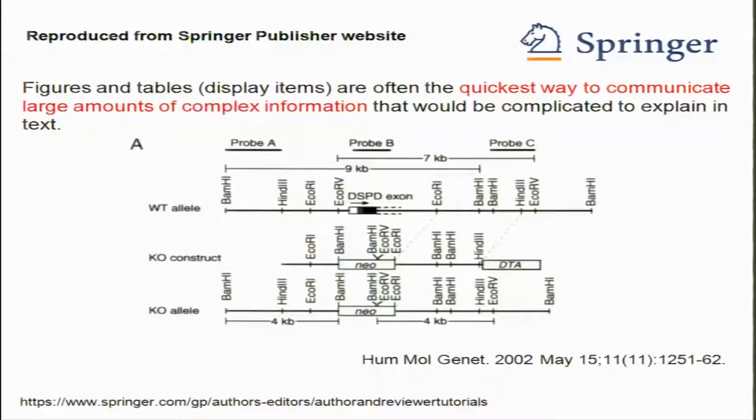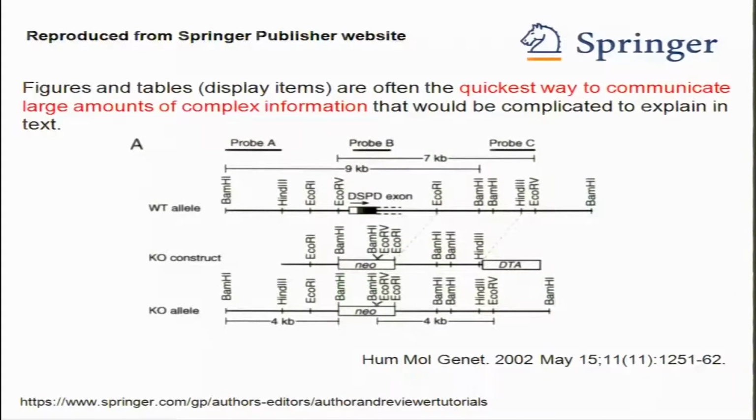The one on the right side is identified as the WT allele, the wild type allele, which has all the enzyme sites identified as BamHI, HindIII, and the relative position is identified. It identifies where the particular exon, called the DSPD exon, is, and the orientation is identified by an arrow. Then you talk about how you have generated a construct: you have replaced the DSPD exon with a neomycin cassette. The rest are all flanking sequences, and once it goes into the cell and replaces that particular exon, this is how the knockout allele would look.